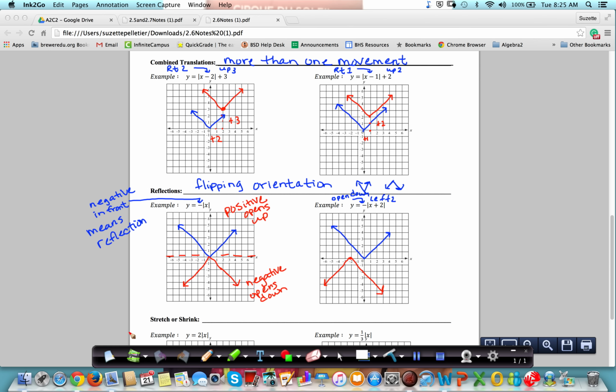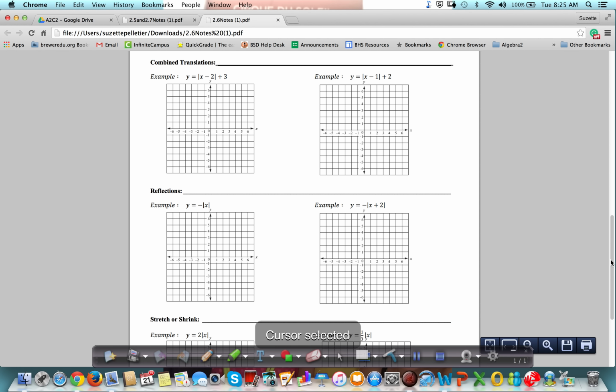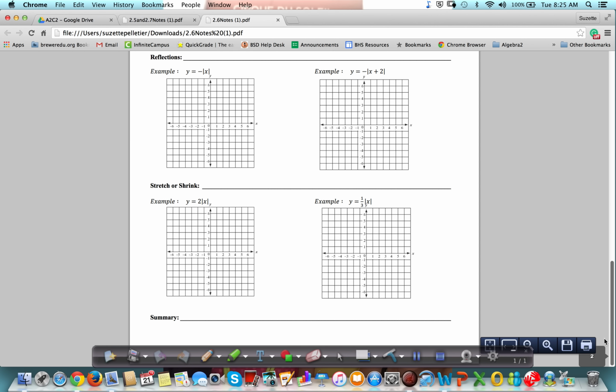Okay. The last one, which is a little trickier, is a stretch or a shrink. Okay. And so let's scroll the page up again, just a tiny bit more for our last example.